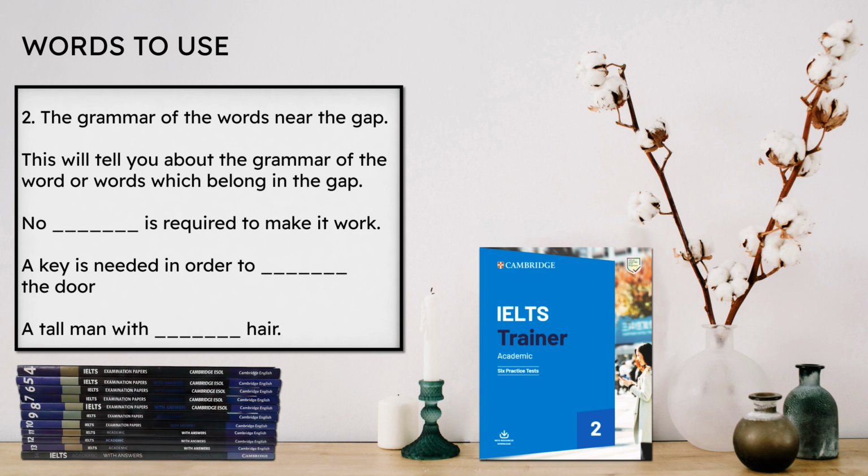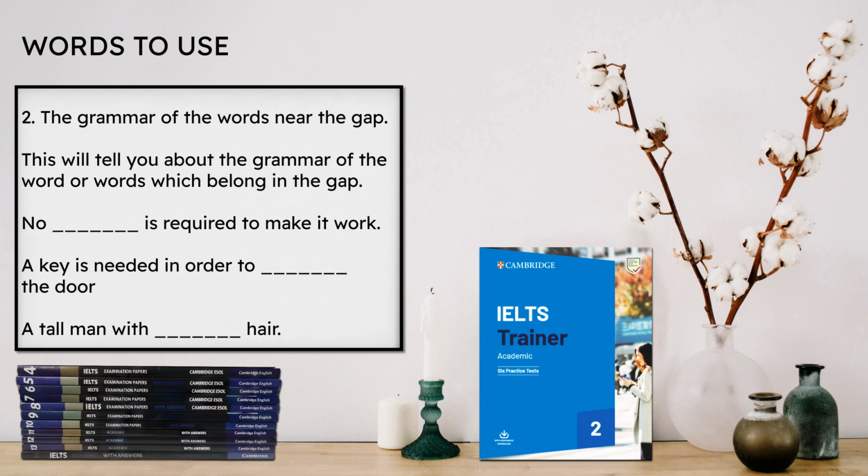Let's look at another example. A key is needed in order to blank the door. Grammatically, this gap needs at least 1 verb, and the verb must be in the present tense. We know this because of the present tense verb is earlier in the sentence, and we know because the word to is the first half of an infinitive construction. That's the word to plus a verb in the present tense.